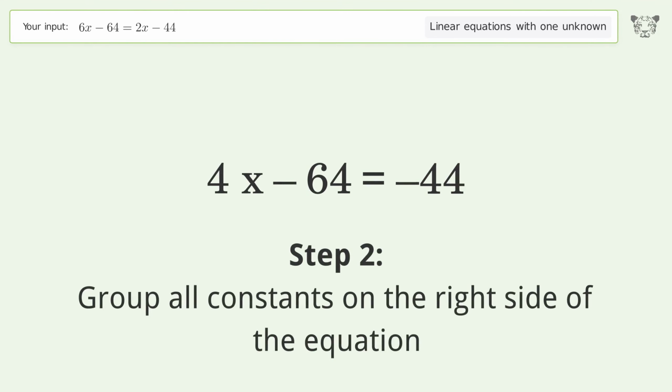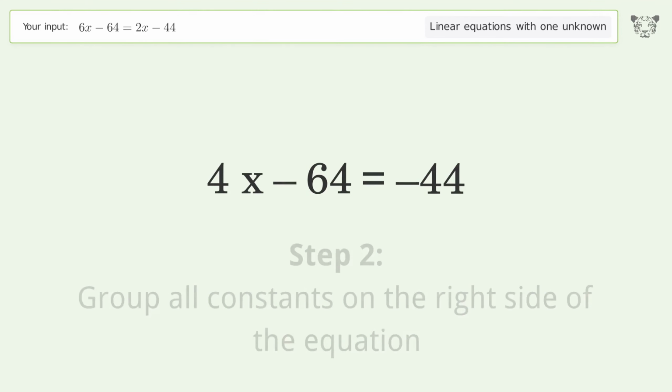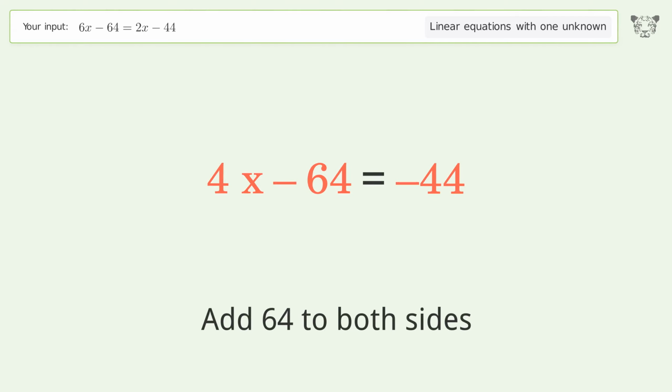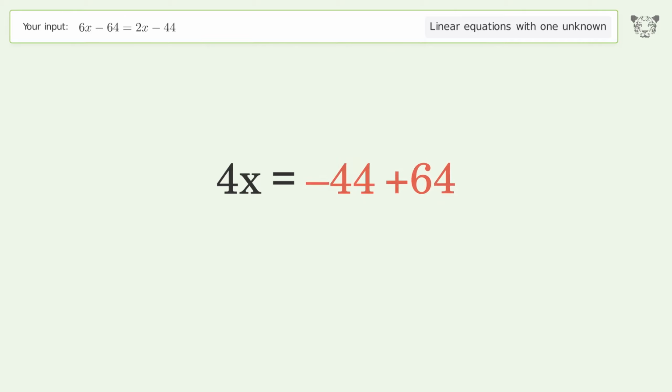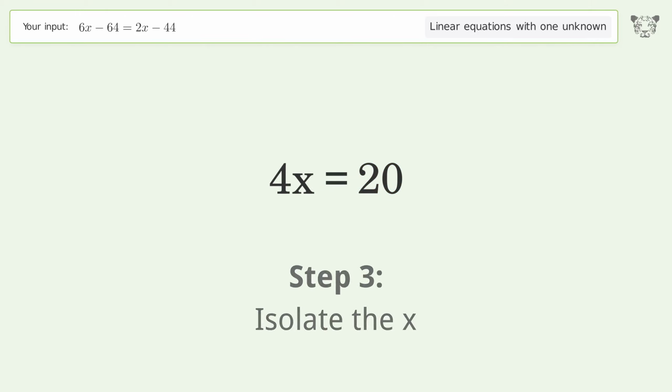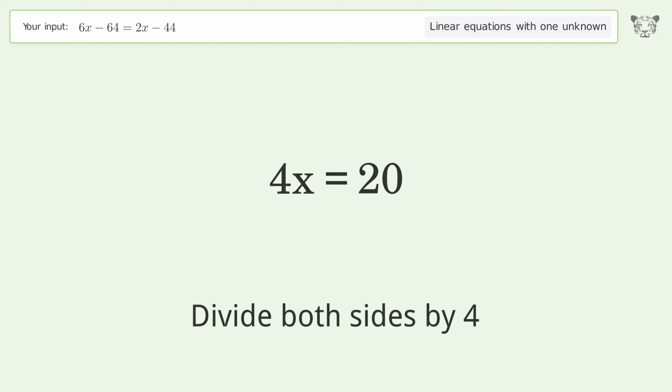Group all constants on the right side of the equation. Add 64 to both sides. Simplify the arithmetic. Isolate the x. Divide both sides by 4.